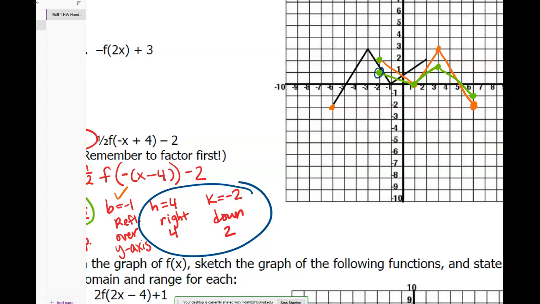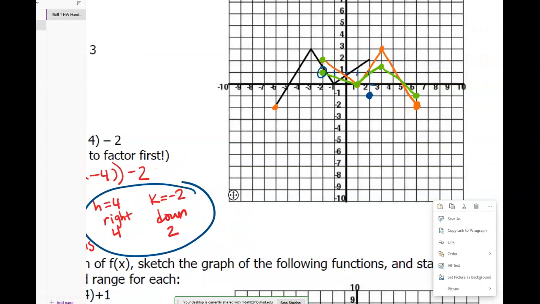So if I start with this point right here, I'm going to move to the right 4 and down 2. Here's its new location. My next point here, I'm going to go to the right 4 and down 2. Here's its new location. So this blue segment that I just drew is exactly the same size as this one here and facing the same direction because there was no compressions or reflections, but it's just been moved to a new location by shifting left and right and up and down.